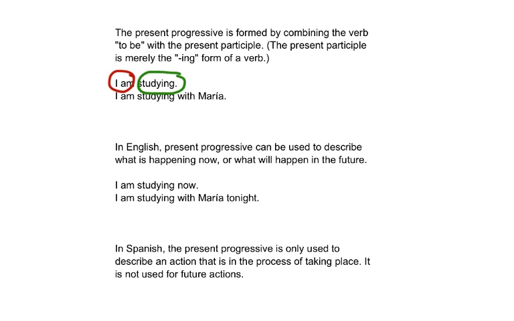An example would be I am studying with Maria. In English, the present progressive can be used to describe what is happening now or what will happen in the future. I'm studying now. I'm studying with Maria tonight. In Spanish, it's only used for an action that's in the process of taking place. It's occurring right at this moment, not for the future.